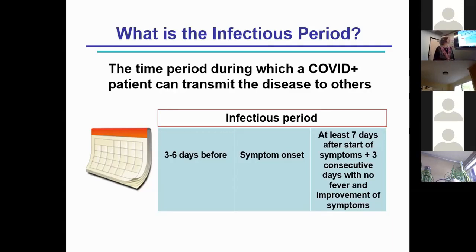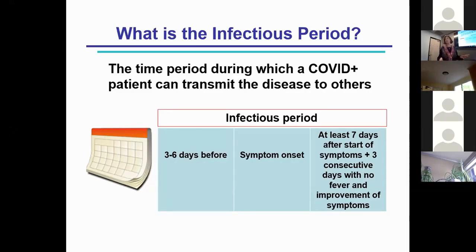So what is the infectious period? Somebody asked this question before. We're talking about the time period during which a COVID positive patient can transmit the disease to others. So we've talked a little bit about the symptom onset. When do you start feeling a little bit bad? And we know that people are not great historians when it comes to this. I'm thinking, like, when did I have really bad sinus congestion? I don't remember if it was 2 days ago or a week ago. It was sometime in there.